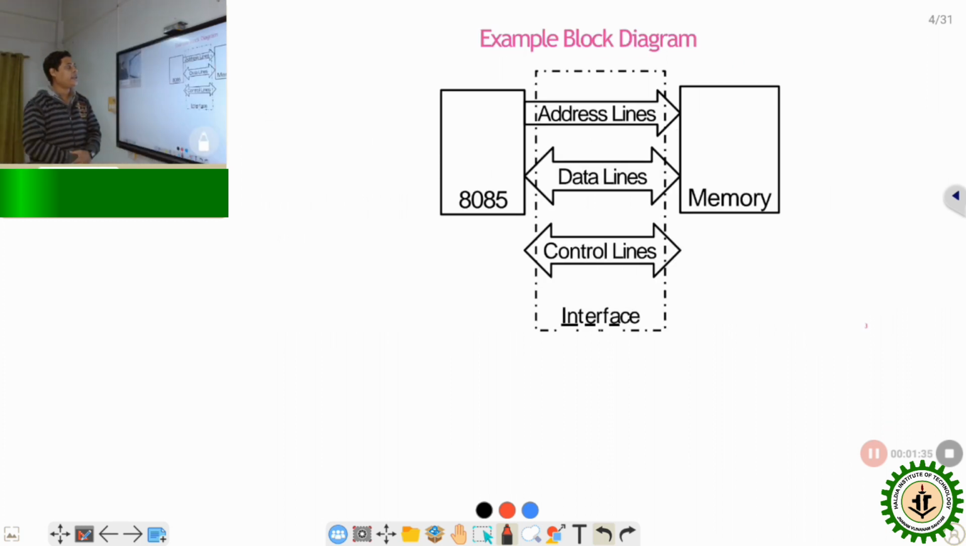So what we basically require to interface any memory device or IO device with the microprocessor, three main elements that we require are the address lines, data lines, and the control lines. These are the very primary important components required for interfacing a microprocessor with the input-output device or memory elements.